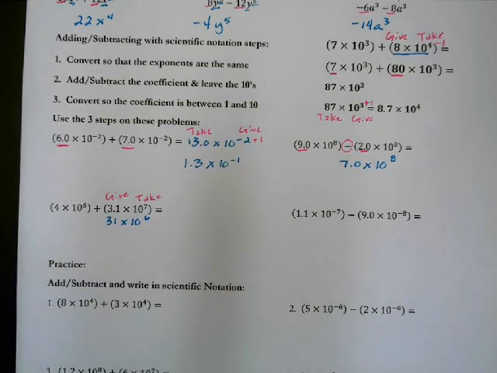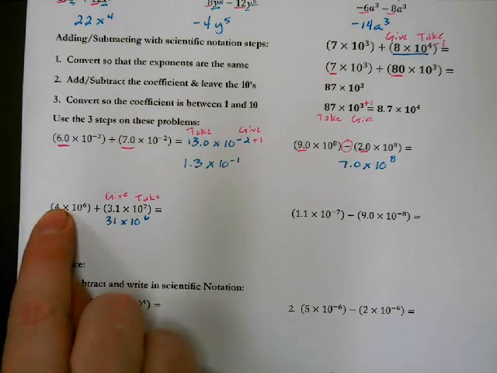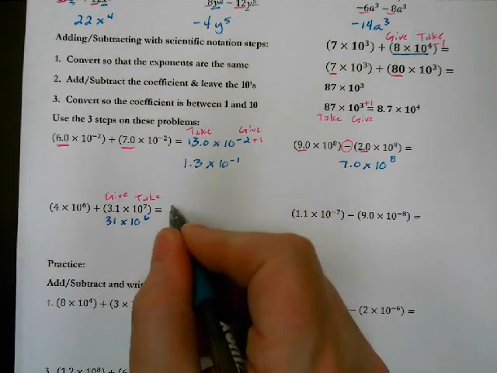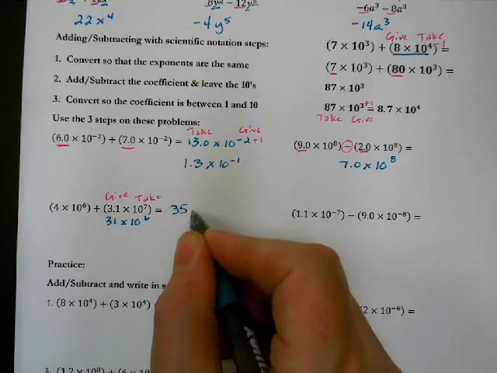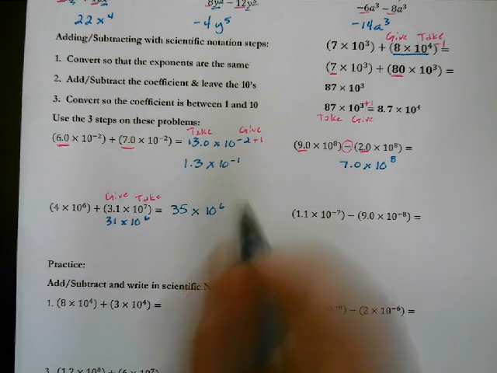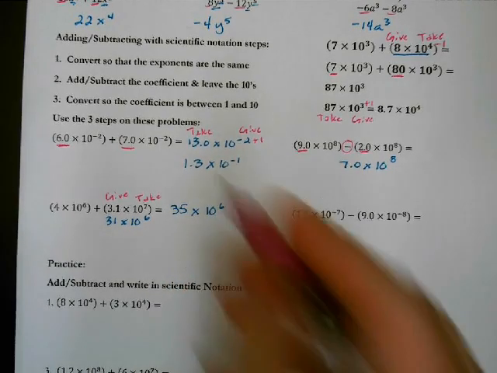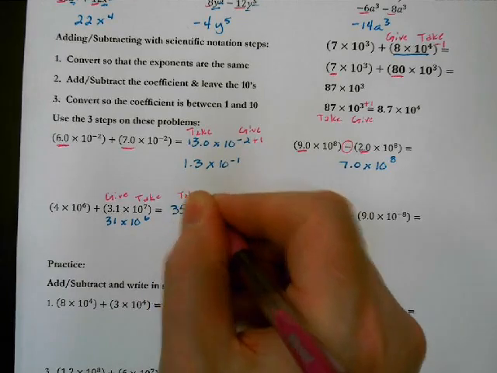So I can do 31 plus 4, the coefficients I can just combine, which is 35, times 10 to the 6th. And now I have to take a power of 10 here and give a power of 10 here.